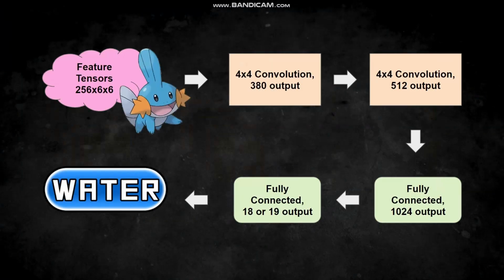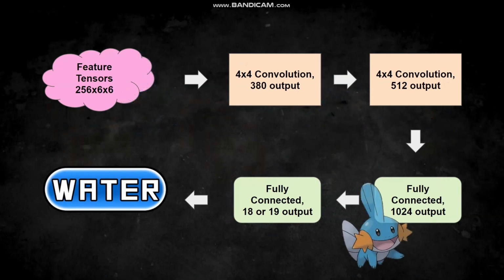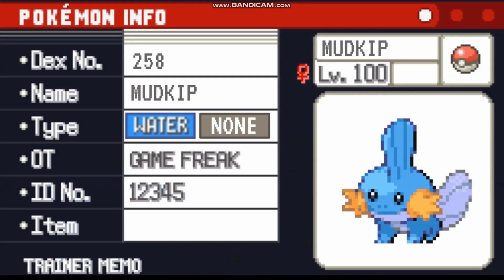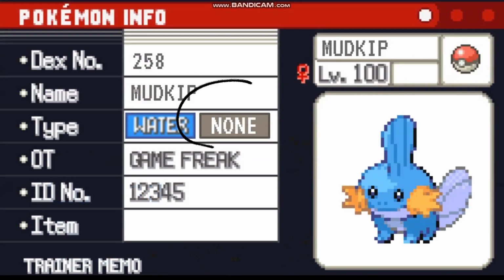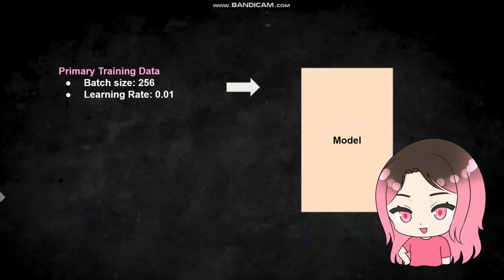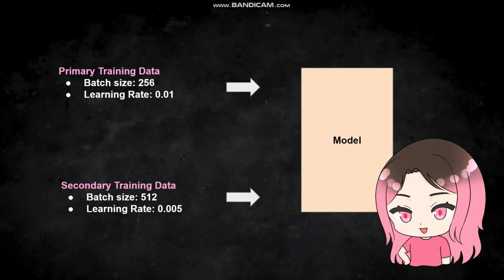We classify the input picture into one of 18 or 19 classes, depending on whether it's categorizing primary or secondary types, because Pokemon without a secondary type are organized into the none category. During the training process, we found that these were the most optimal hyperparameters for both types, which leads us to the final results of our model.